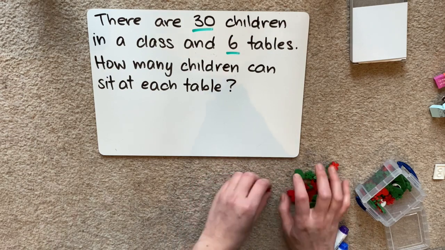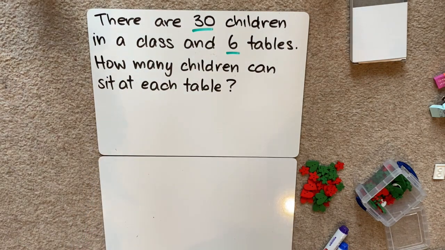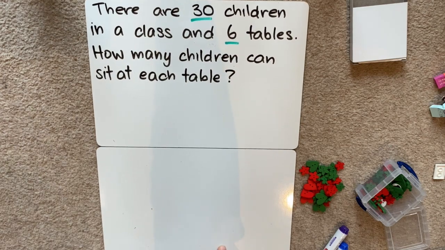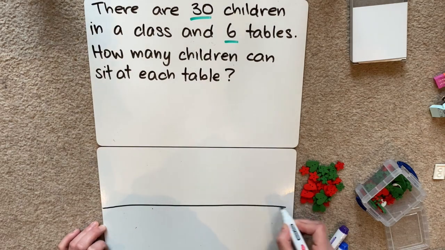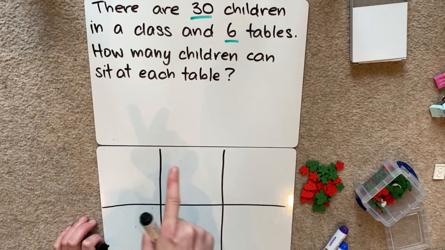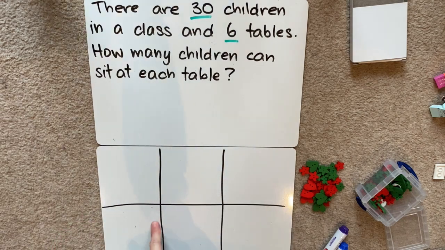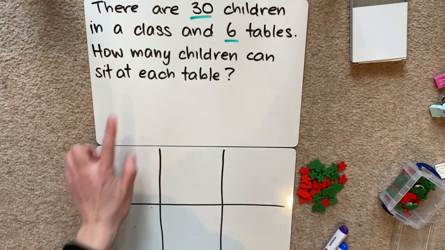I don't actually have 6 tables, so I'm going to use the back side of one of the whiteboards, and I'm going to draw a grid that will represent 6 tables. Move that up a bit so you can see. Okay. So 1 table, 2 tables, 3 tables, 4 tables, 5 tables, 6 tables. And here I've got my 30 children. How many children will sit at each table?